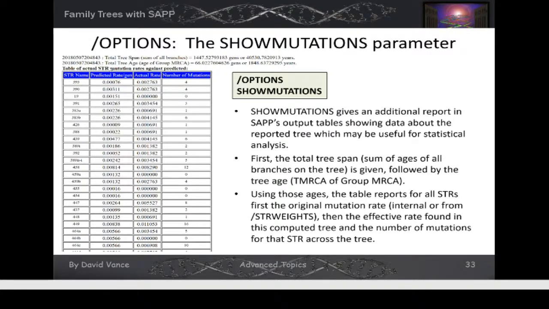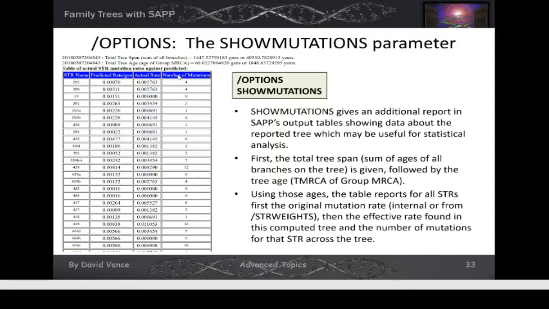The other thing that it gives is a table of each STR that it has used, 111, 500, however many you put in. It gives you the predicted rate, so that you have the internal rate that SAPP used in its calculations. It gives you the actual rate, which is the number of mutations that have occurred on the tree, and the calculated mutation rate over the time span that the tree has existed based on that number of mutations. So this is basically just a mathematical formula that calculates what the number of mutations per generation would have to be to have produced this many mutations in this time span.